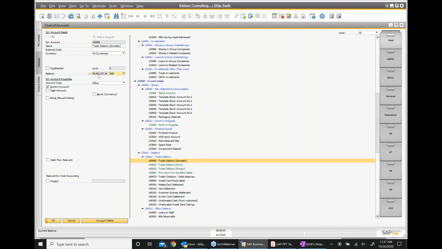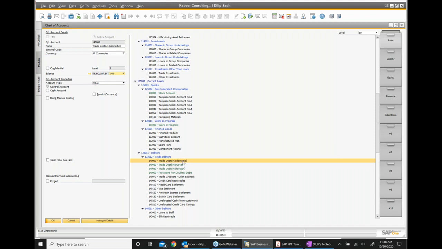And if you go back here, 53, this is the balance in this account. This account can be assigned to multiple vendors, multiple customers. So for example, if you look at this example here, it's a trade debtor domestic, trade debtor government, trade debtor foreign. Now what is the basic meaning of that?